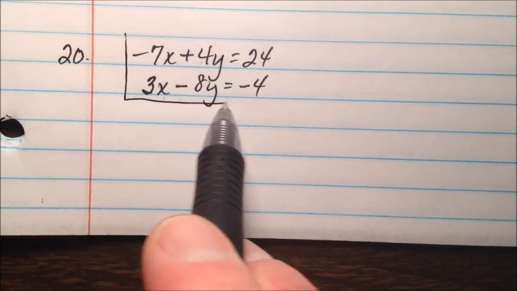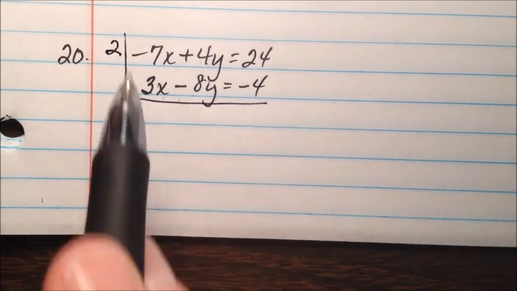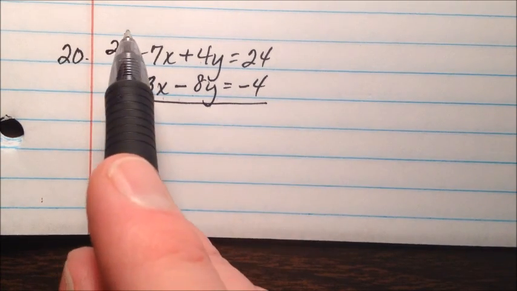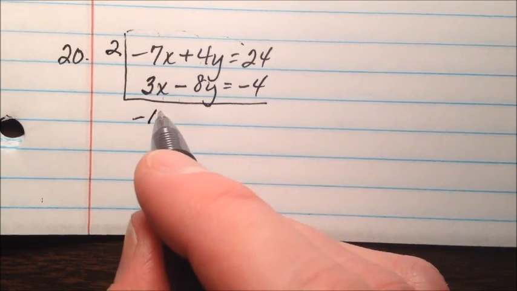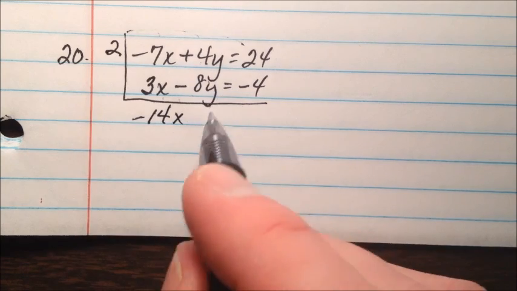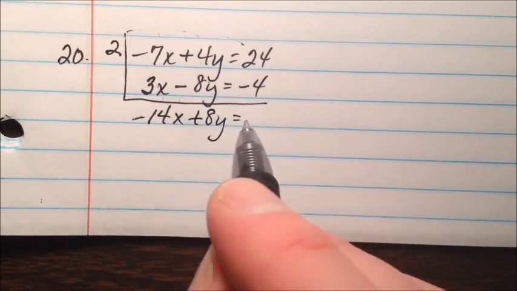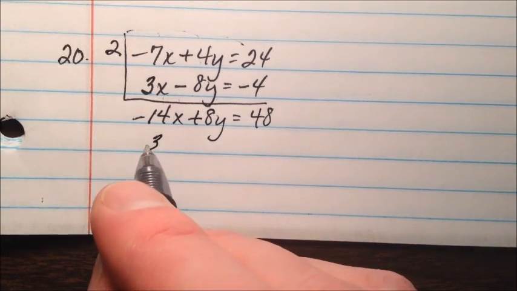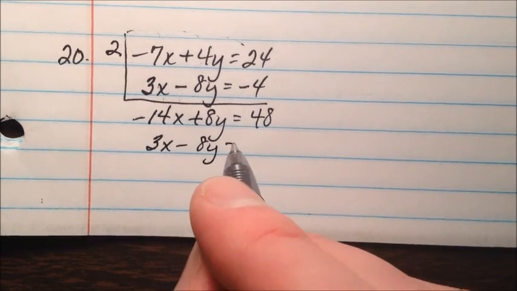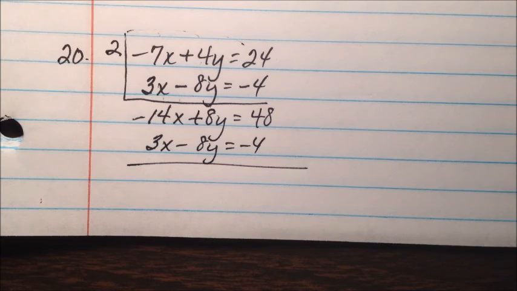So I'm going to draw my little bracket over here, and I'm going to go ahead and multiply that top equation by 2. So I'm going to double everything, so 2 times this negative 7x will be negative 14x, and then 2 times the 4y will be 8y, and 2 times 24 will be 48. Then I'll go ahead and rewrite the second equation the way that it was.